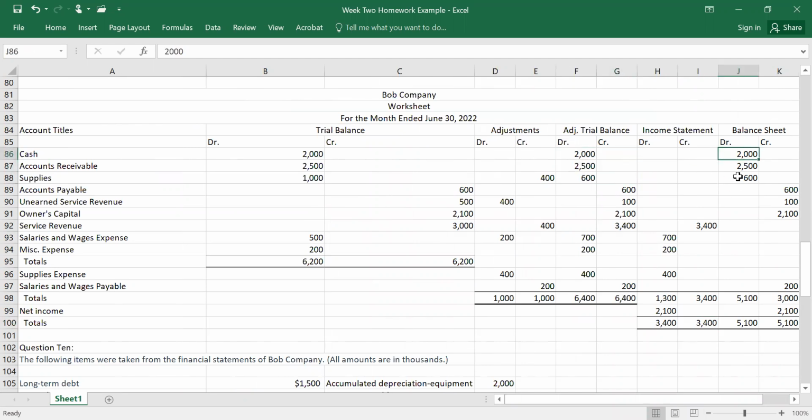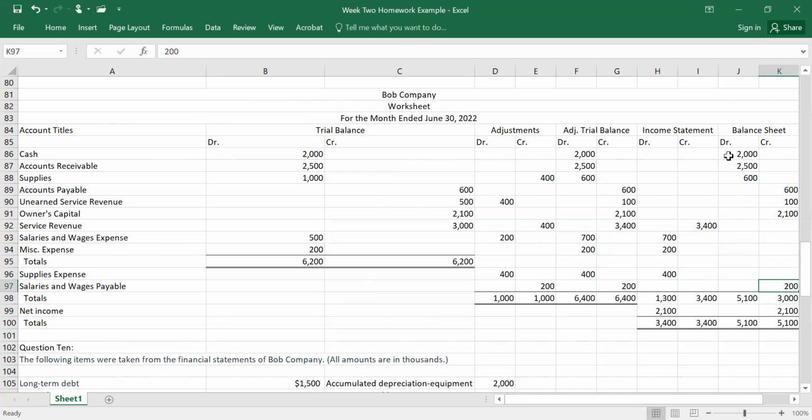So we're going to debit 2,000 for cash, debit 2,500 accounts receivable, debit 600 supplies, credit 600 accounts payable, credit the 100 for unearned service revenue, credit owner's capital for 2,100, and, let's see, sorry, there's one more. Here we go. Credit 200 for salary and wages payable.